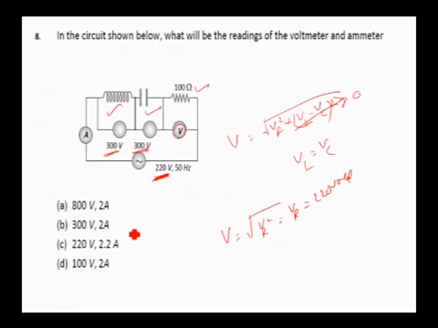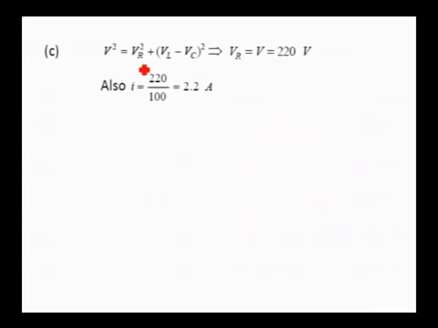Now current is equal to voltage divided by resistance, 220 divided by 100, that is equal to 2.2 ampere. It is option C, 220, 2.2. Just look at this, 220 and 2.2.